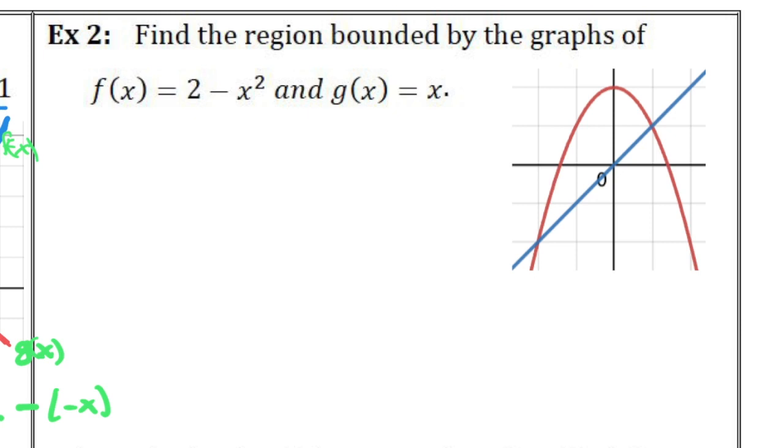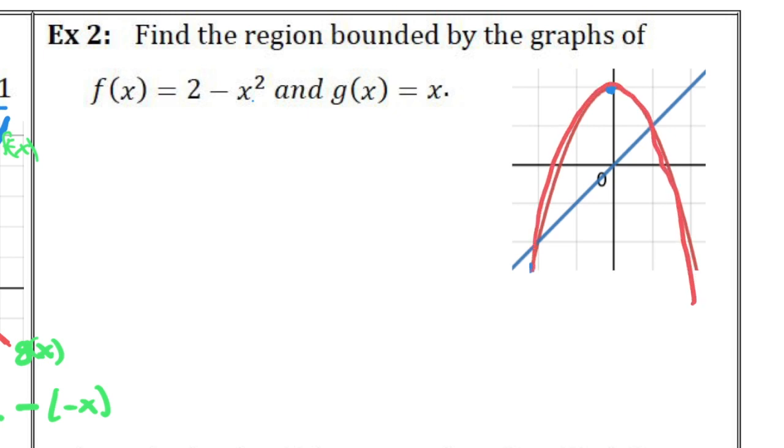Looking at example 2. Now, I am not going to give you the graphs on a test. You are going to have to draw them. So practice drawing them on your own. We have f of x is 2 minus x squared. That is an upside down parabola with a vertex at 2. And when we draw that, we will have a nice little graph here.